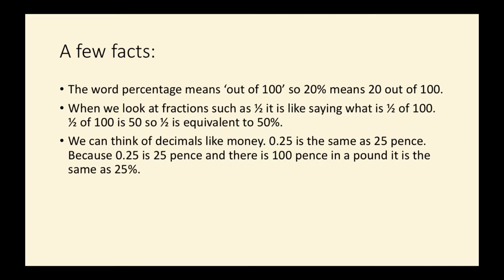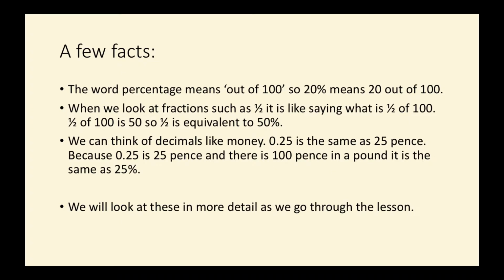We can think of decimals like money. 0.25 is the same as 25 pence, because 0.25 is 25 pence and there is 100 pence in a pound, and so it's the same as 25%. Okay? We'll look at these in more detail as we go through the lesson.